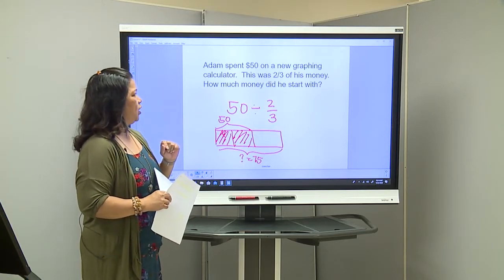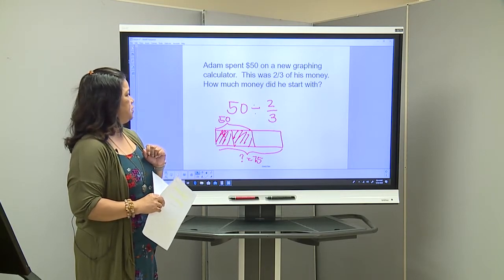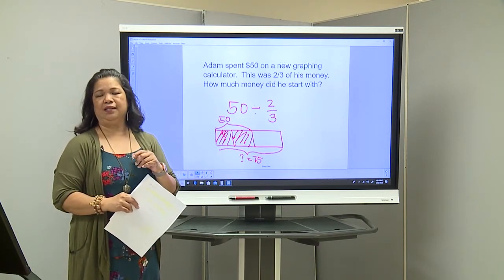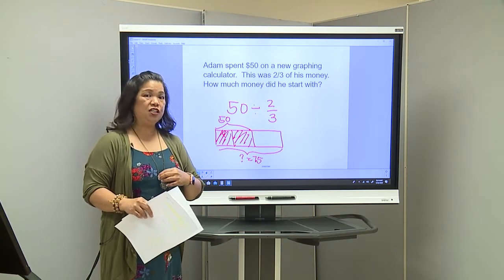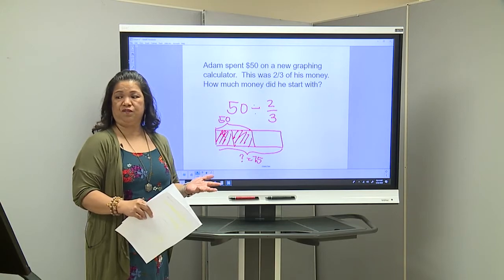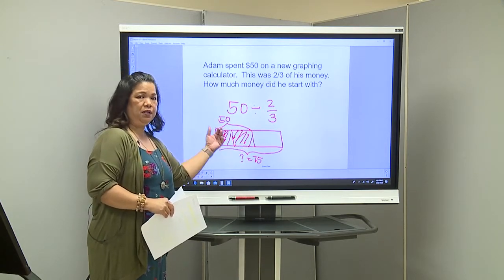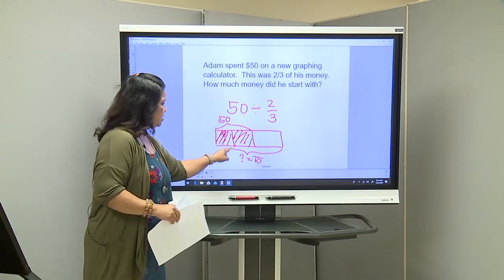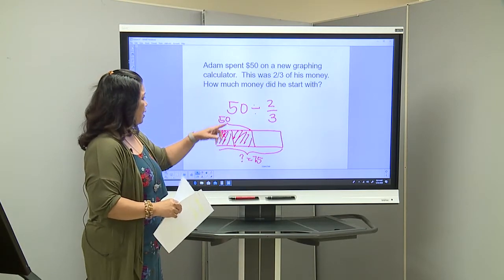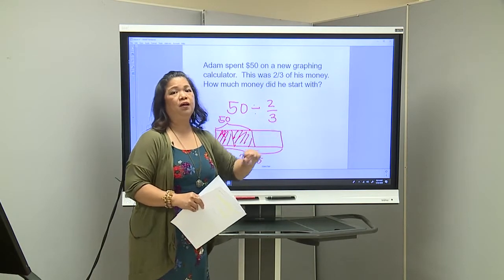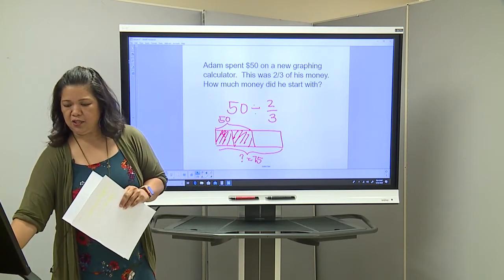Adam spent $50 on the new graphing calculator. This was 2/3 of his money. How much money did he start with? So does that make sense? Is that a good situation for this expression, 50 divided by 2/3? He spent $50. The whole amount is what he has, and it's being asked, how much money did he start with? All right, so let's continue.